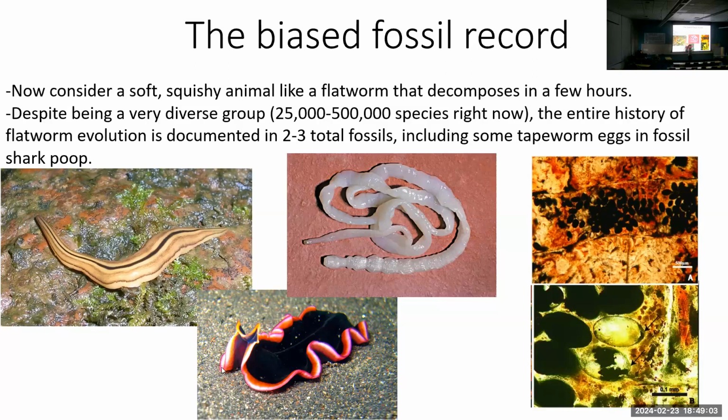This is one of them. These are some tapeworm eggs that were fossilized in fossil shark poop. Okay? But that's all we have. We just have those 2 to 3 fossils to represent the tens of millions of species that likely existed throughout their evolutionary history.